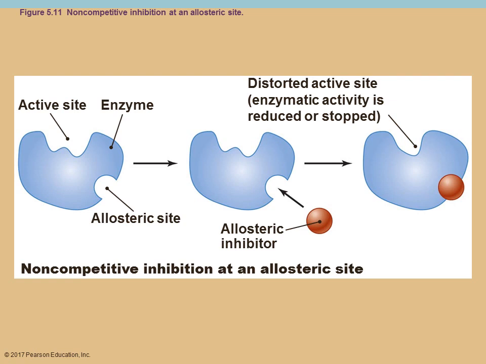Well, in this case, the non-competitive inhibitor binds, and that binding causes a shape change, and it alters the shape of the active site, making it now impossible for the substrate to bind. It won't fit in there. It's like when we talk about an enzyme and substrate being a lock and key, the lock just changed its shape. The key no longer is going to fit.